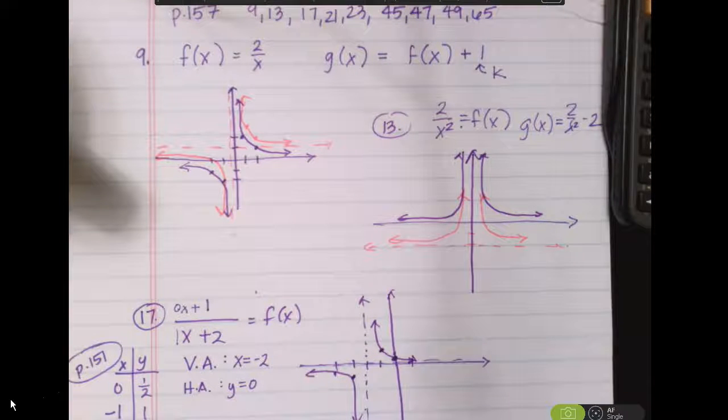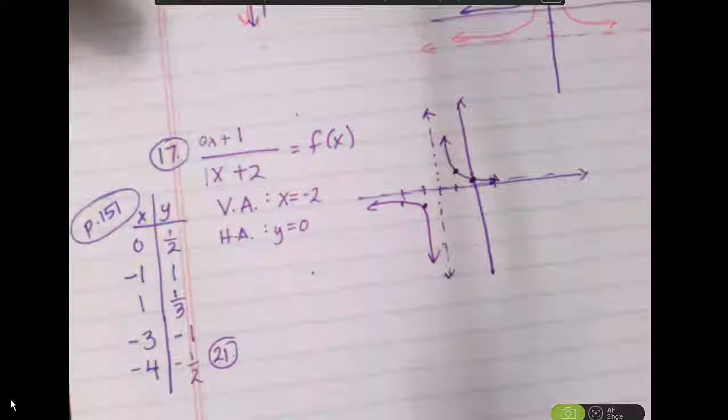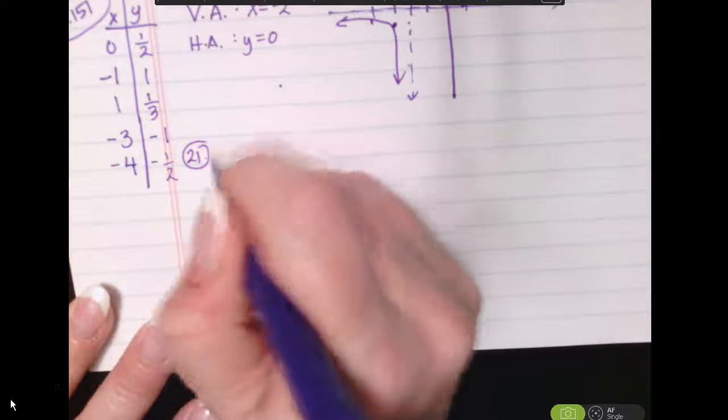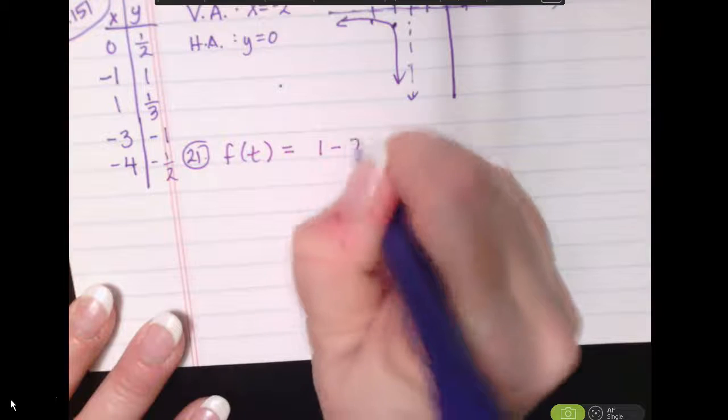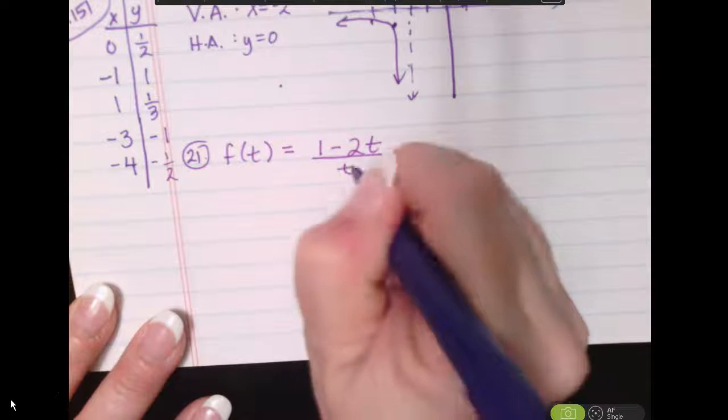In number 21, let me adjust my camera. Still not perfect. Let's see. There we go. Okay, so let me get number 21, which is going to be a similar step process. F of t equals 1 minus 2t over t.